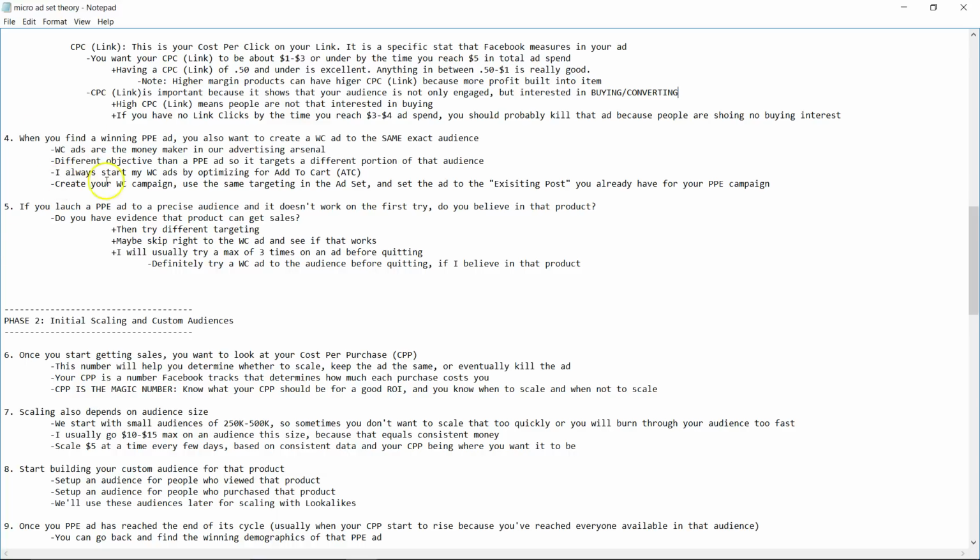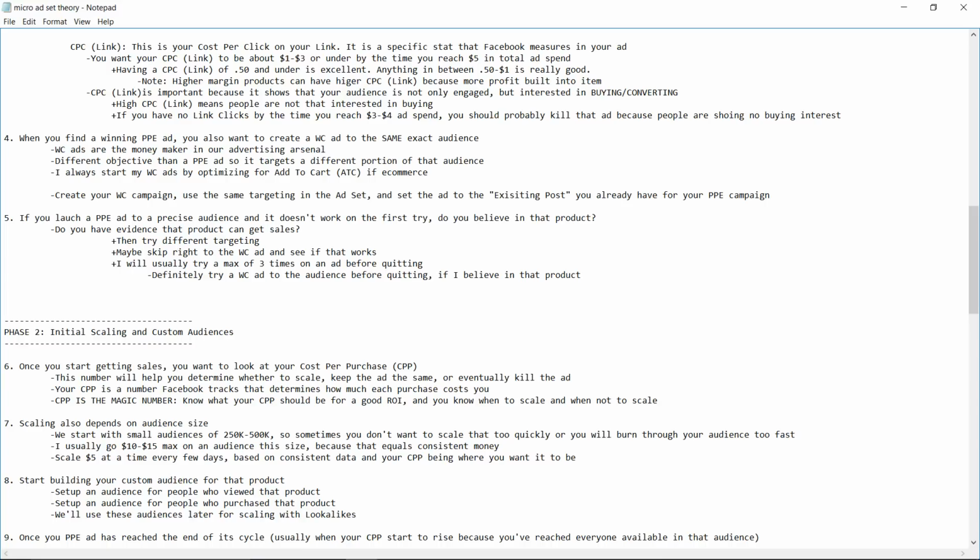Okay, and I usually start my conversion ads by optimizing for add to cart if it's e-commerce. Or, if I'm going for lead generation, then I start with view content. The reason I do it that way is because if you're in e-commerce, optimizing for add to cart is a really easy place to start, because it shows buying intent, and it's going to have Facebook going out and finding people that have real buying intent because they're adding to the cart.